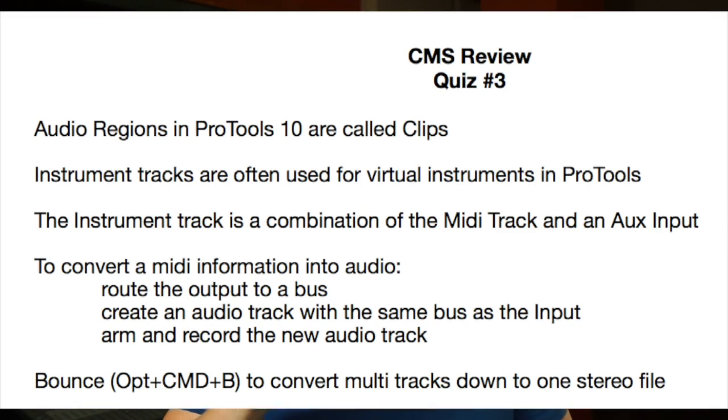And then once you're all happy with that, combining the 10, 12, 40, 863 tracks down to a stereo track is called bounce. And the quick key for bounce is Option Command B.